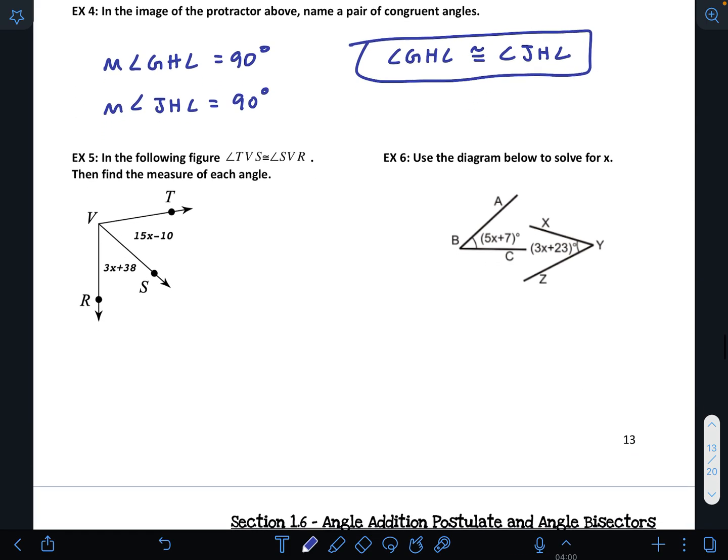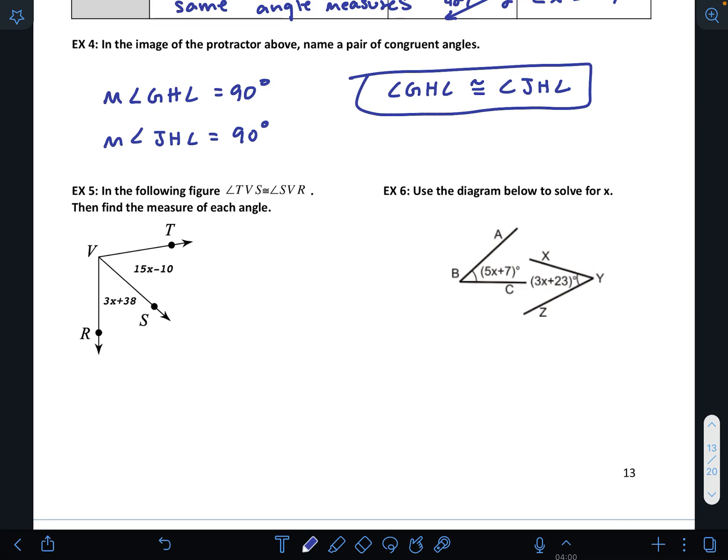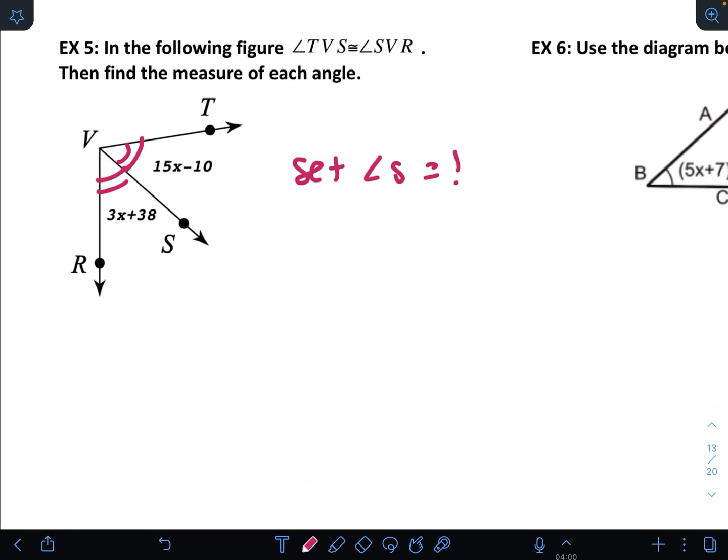And last but not least, we're not going to get away without doing some equations. So example 5, in the following, angle TVS is congruent to angle SVR. Let's go ahead and write out that they're congruent using our little arcs. That shows that we have congruent angles. And let me put 2 on each so that that's obvious. So what we're going to do is we're going to set the angles equal to each other. If I set the angles equal and they're congruent, I can solve that equation for my missing variable, and then I also can find the measure of each angle.